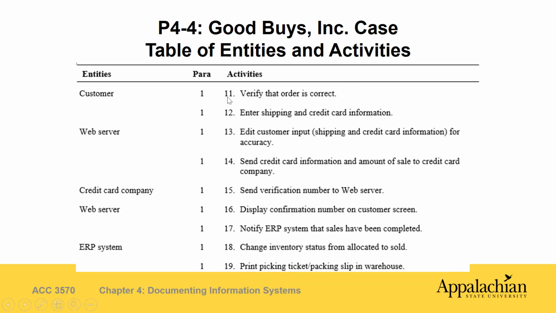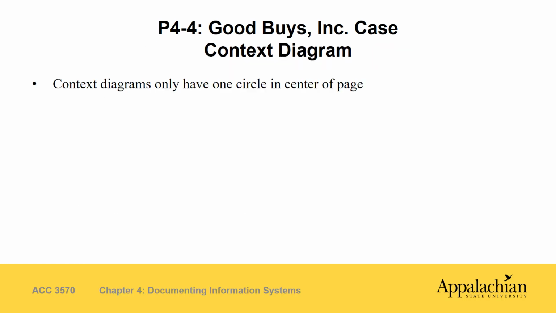You can see that I like using the protocol of web server, and then there are 2 things within the web server. But it would not be wrong, and it wouldn't be counted against you, if you put customer here, web server, web server, web server, web server. This is neater and cleaner to look at, and it is more the standard protocol, but if you did it the other way, that would be acceptable too.